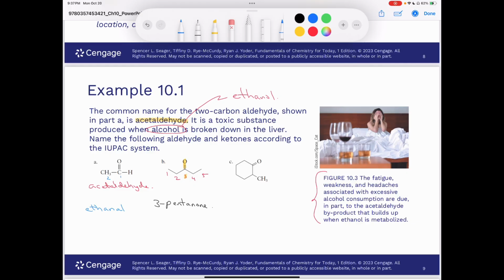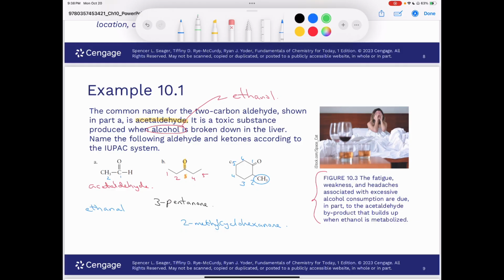Now the last one has 6 carbons in a ring. So if we number those, we want to give the carbonyl carbon number 1. Then you can see that we have a methyl group on this cyclohexane ring, and so we want to give this the lowest possible number. So 2, 3, 5, 6. Keep in mind this is a cyclohexanone. And so the methyl group is on carbon 2, so we would call it 2-methyl cyclohexanone, like that. There we go.